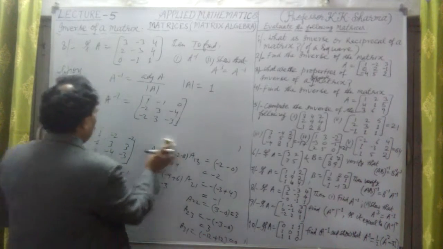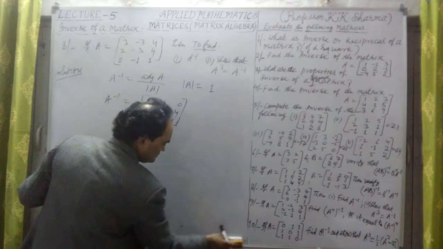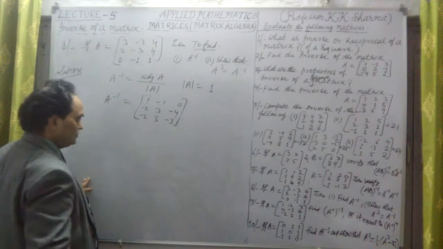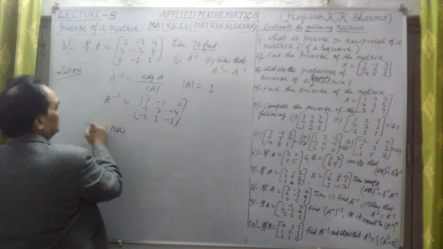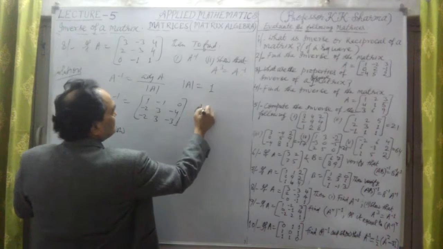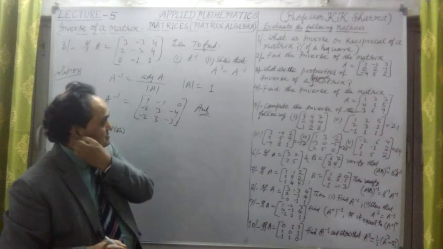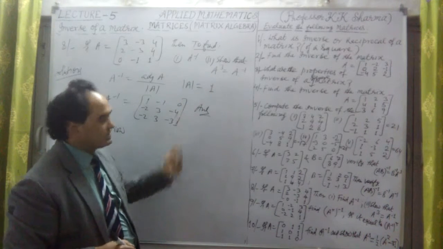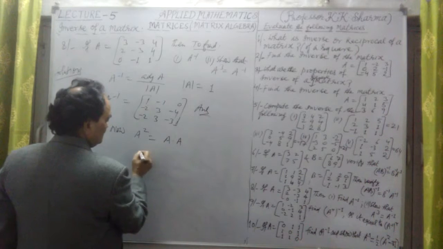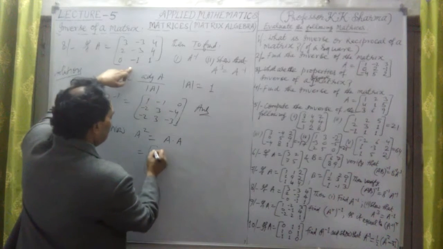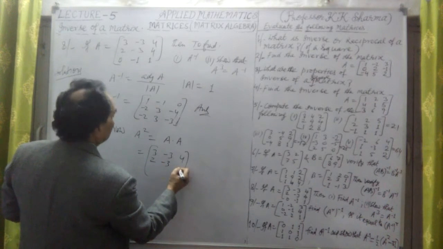Now let us find out what is A cube. For that, first find out A square, A into A. That means A square here. Now, the second part. This is the first we have calculated. This is the answer. A inverse is this value. Let us find out what is A cube. Now P says that A cube is equal to A inverse. Let's check. So now first find out A square. A square is A into A. That means this value is 3 minus 3, 4. It is 2 minus 3, 4.